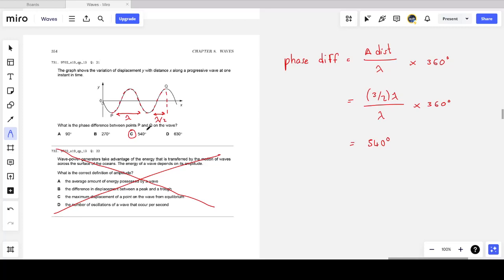So I hope this video has been helpful. You can see that the topic of waves is not overly complicated, but it will become a little bit more or a lot more complicated when we do superposition, depending on how you look at it.